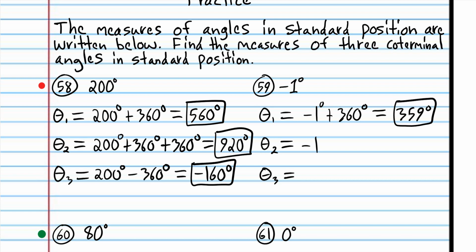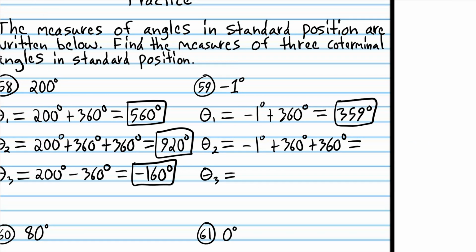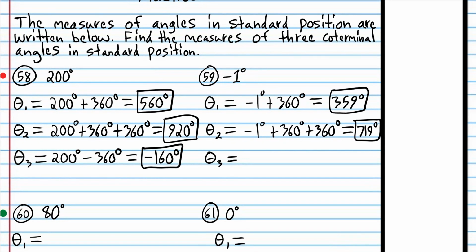Now we can start at negative 1 degrees and add 360 and then add it again. And then we get 719 degrees. We can start at negative 1 degrees and then subtract 360. And then we get negative 361 degrees. These are all coterminal angles.